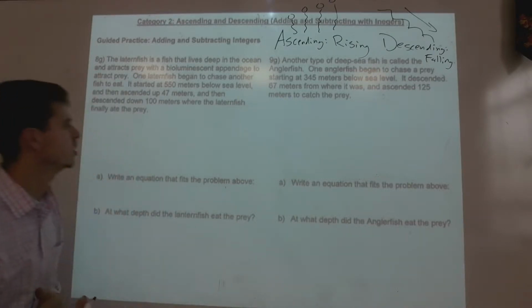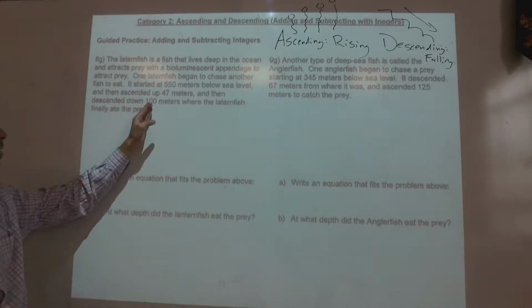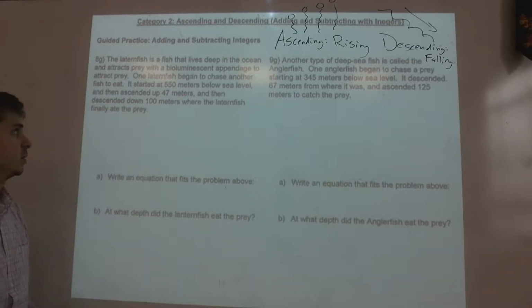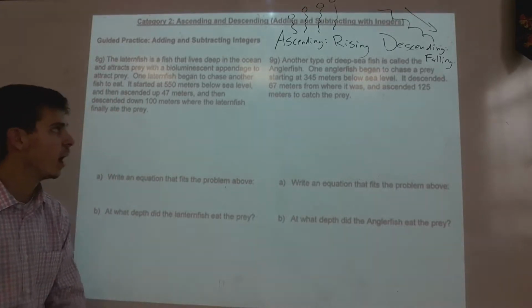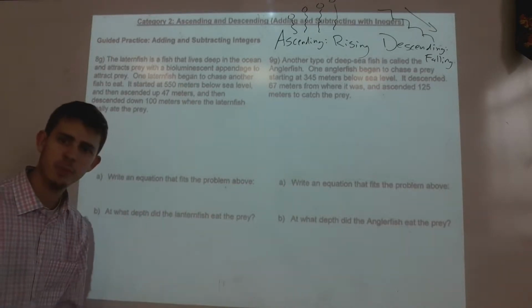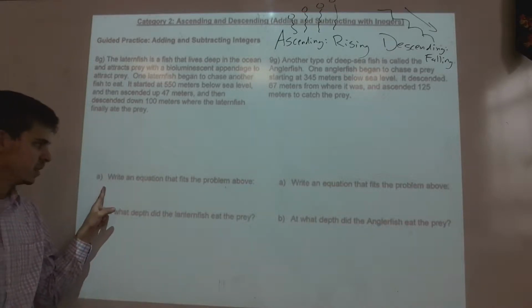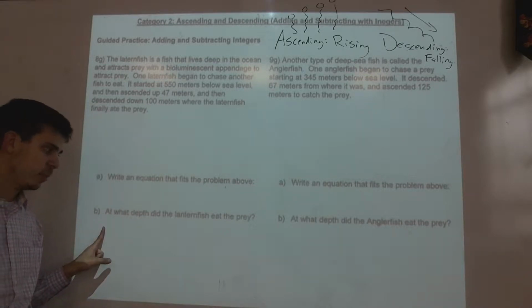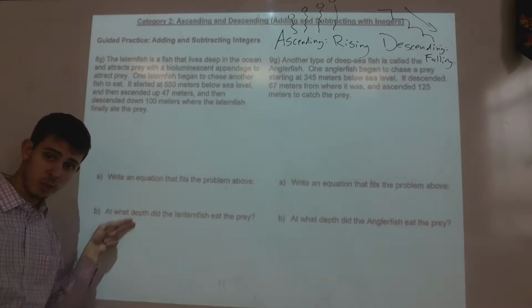One lanternfish began to chase another fish to eat. It started at 550 meters below sea level, and then ascended up 47 meters, and then descended down 100 meters where the lanternfish finally ate the prey. So, doing all these types of problems, I like to survey the whole problem and take your time, be patient with these problems. Let's see what the question's asking. First, it says write an equation that fits the problem above, and then it says at what depth did the lanternfish eat the prey. So we're going to write the equation, and then we're basically going to solve.